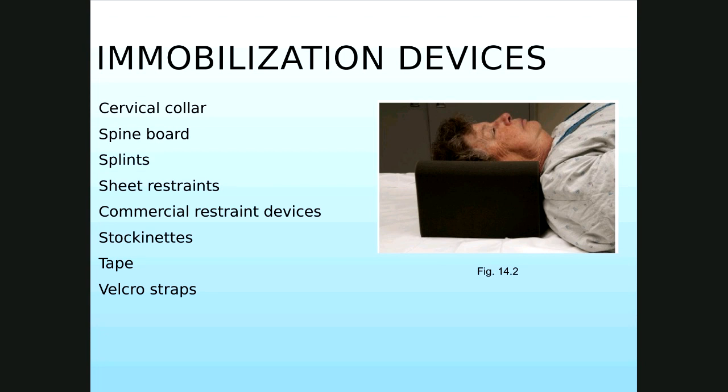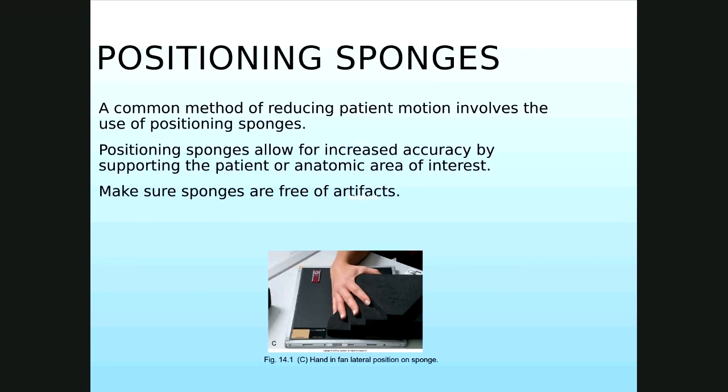Tape is probably your best friend. You can learn to use tape very creatively. You just have to be mindful of how sticky it is and the fact that it can rip patients' skin. So you want to try and use the non-sticky side against the area that's injured if possible, or put something between the sticky and the skin like gauze if you're going to use it. And also Velcro straps can be used. As far as our positioning sponges, we used to use these quite often.